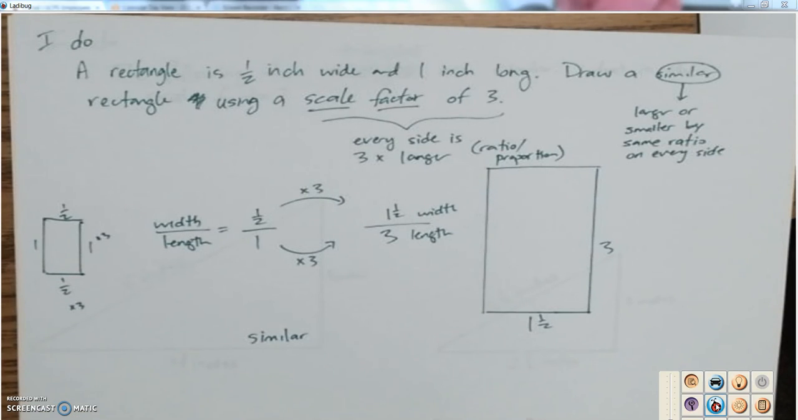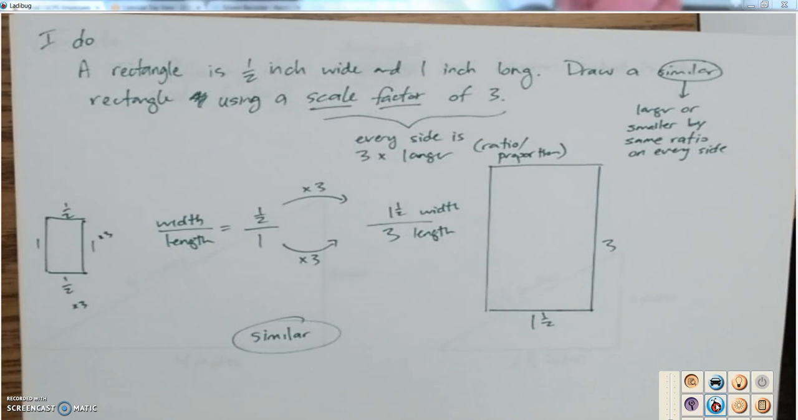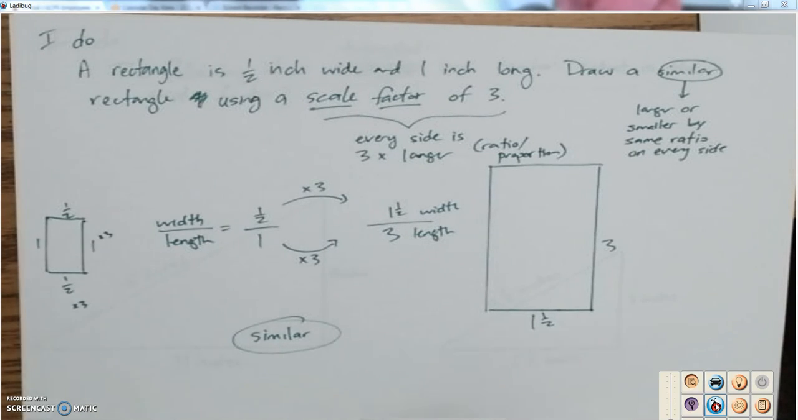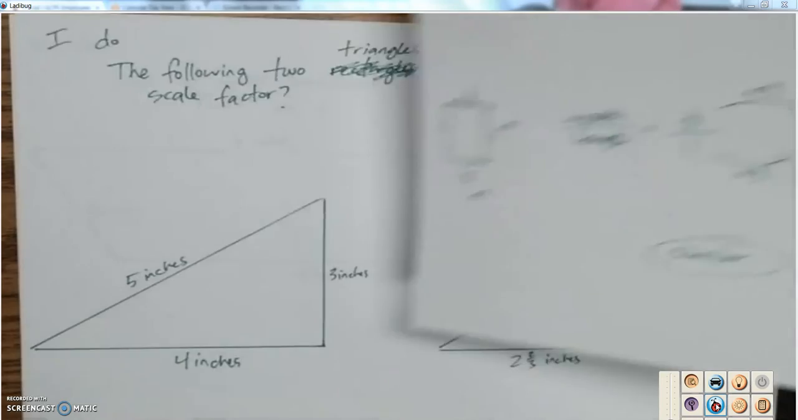I know that in language arts, the word similar kind of means something else. It means like not exactly the same. In math, it means in proportion when you're talking about shapes. So the ratio of the sides on the big one is the same as the ratio of the sides on the small one. Okay? So let's do a reverse version of that.